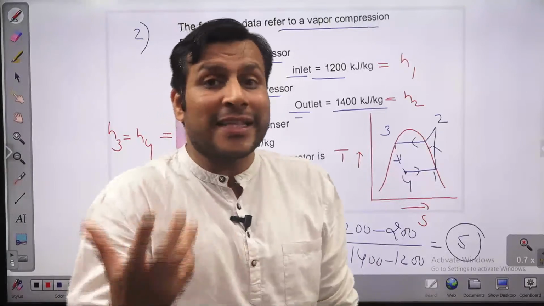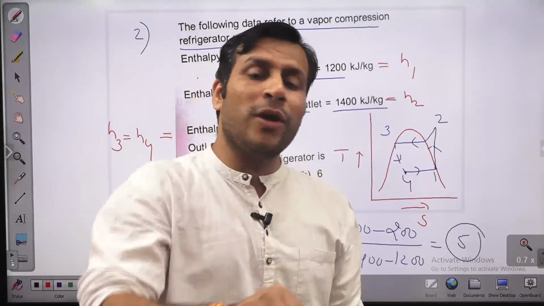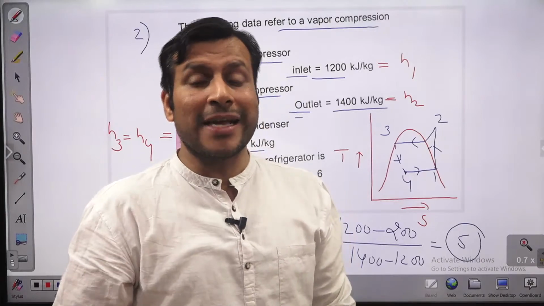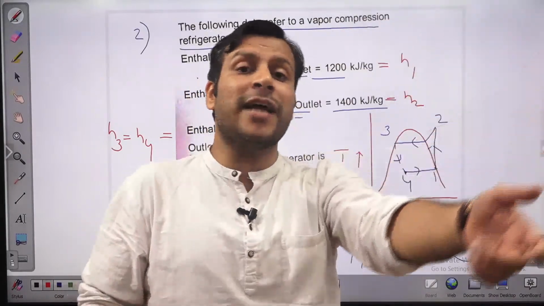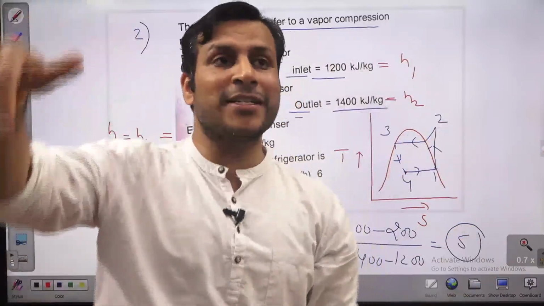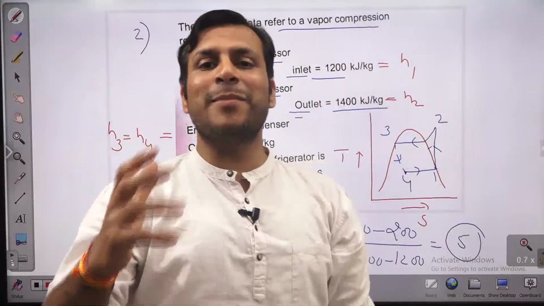And what is a unique thing in VCRS? You are carrying out boiling at low temperature, because in the evaporator you are having low temperature, and you are carrying out condensation at high temperature. Like it is slightly different. Boiling at low temperature, condensation at high temperature. How? Just by maintaining the pressure.